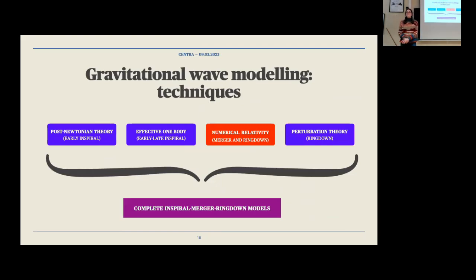Yeah. So, if I understood well, you said that the effective one body is an approach which extends a bit the post-Newtonian theory. And, well, I think you said with a sort of resummation. Yeah. What kind of resummation is it?